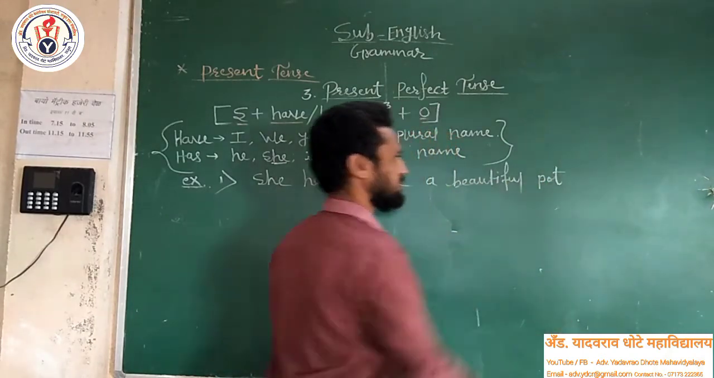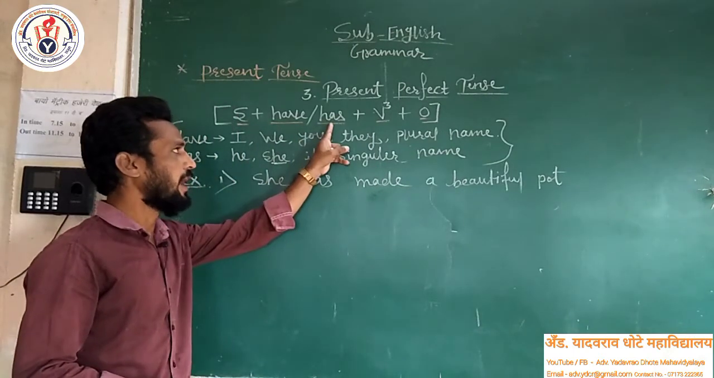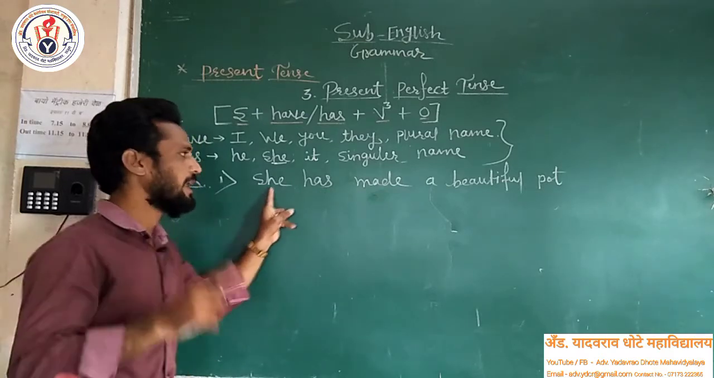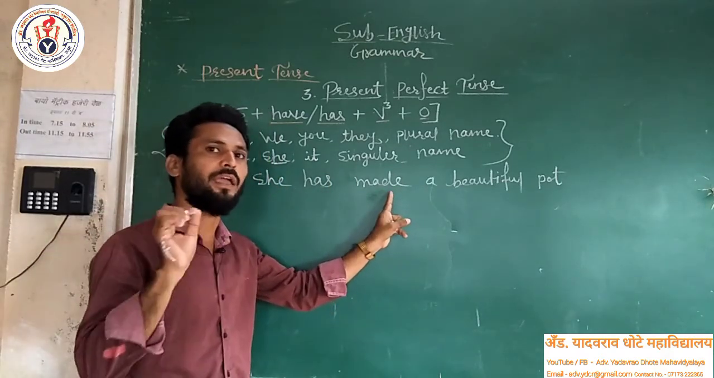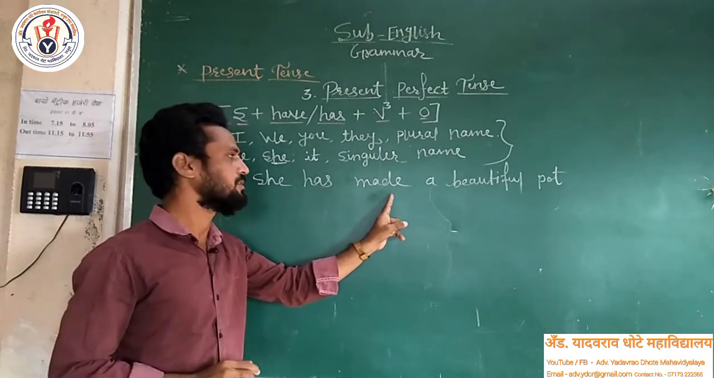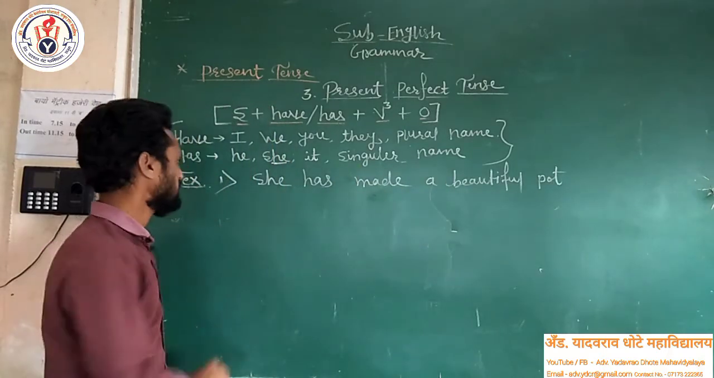Beautiful pot. Very easy. Subject, she. Have or has: we have selected has because the subject is singular. Next, verb V3, made. Make, made. Like this, there are three main parts. And the last one, a beautiful pot, is the object.